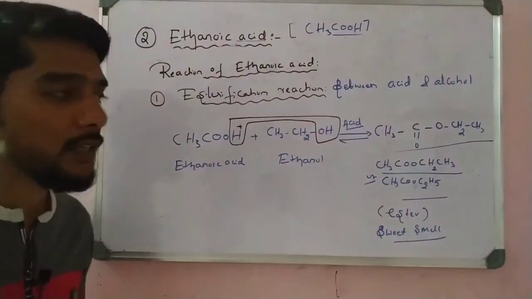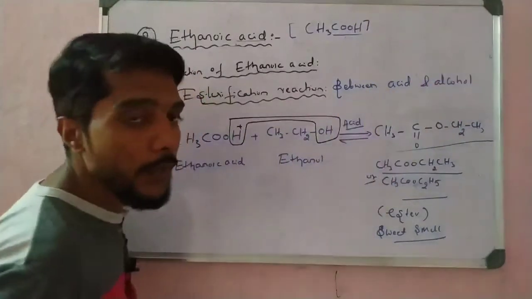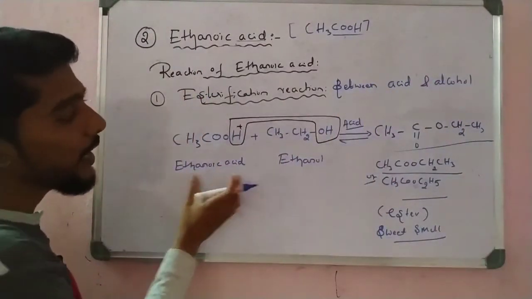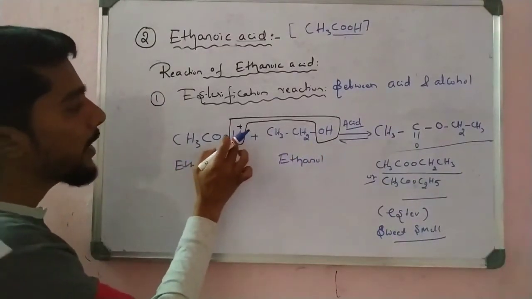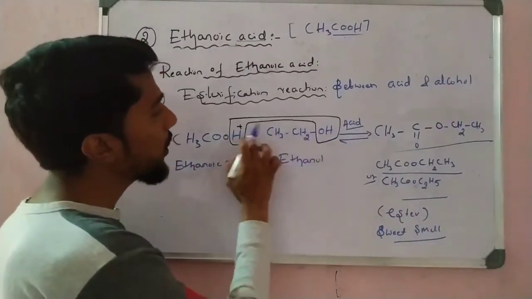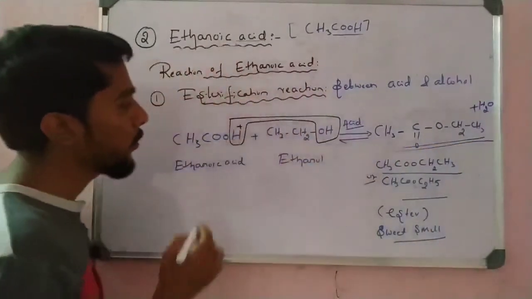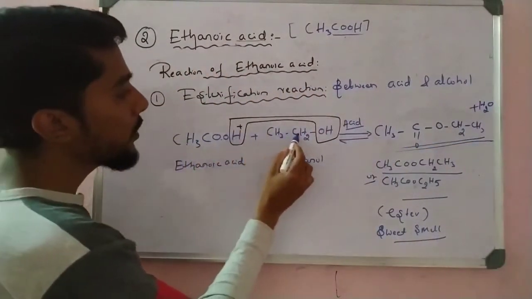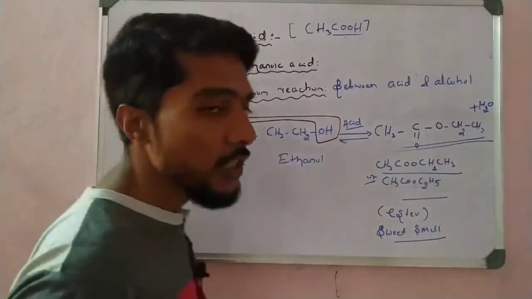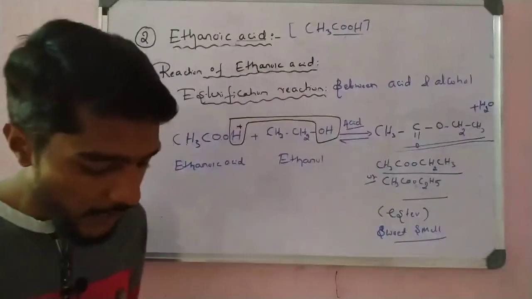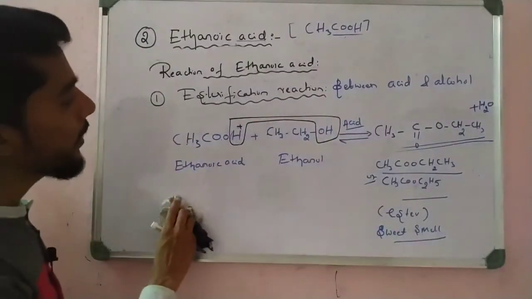Esterification reaction is a simple reaction. The esterification reaction is the reaction between acid and alcohol. The acid is acetic acid, ethanoic acid, and the alcohol is ethanol. Acid gives H plus ions, and these H plus ions react with OH, so H2O is removed. So we form this product, CH3COOCH2CH3, the final product, where the H is removed and the OH is removed. This is the esterification reaction. Please write this down.